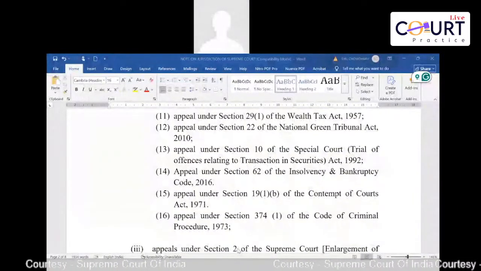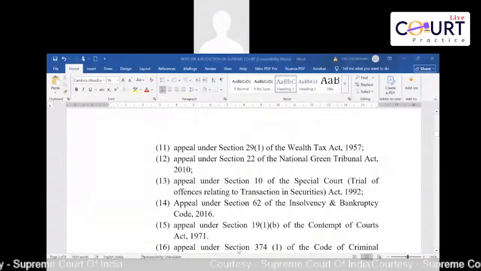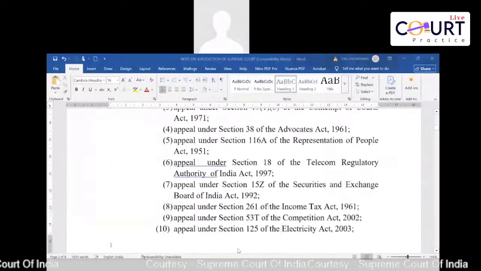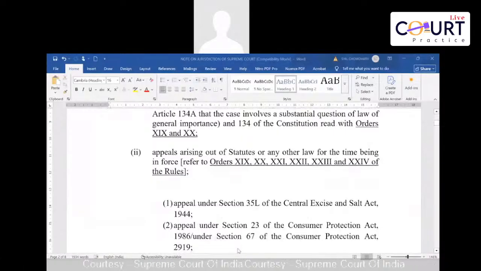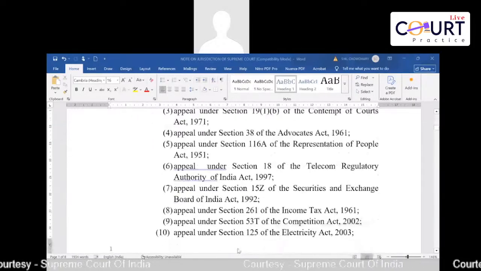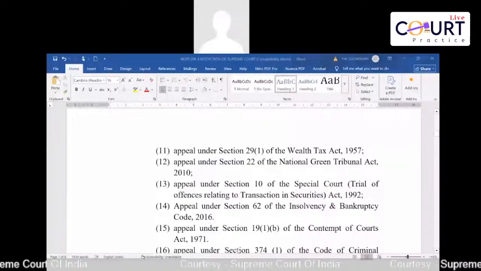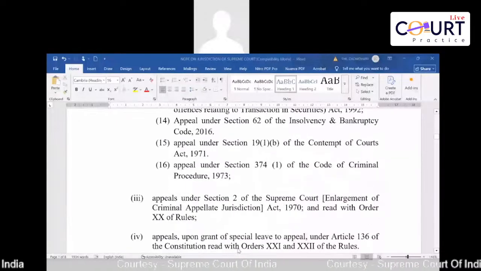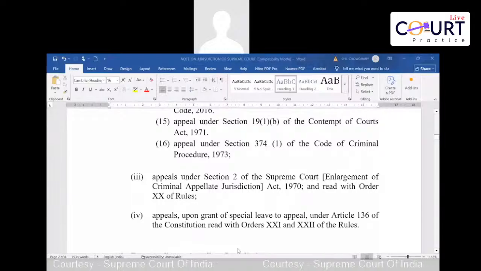So we have illustrated about 16 statutory appeals which can be filed before the Supreme Court, and the corresponding orders are from Order 19 to Order 24 of the Supreme Court Rules. Now, there is a third category of the appellate jurisdiction, that is appeal under Section 2 of the Supreme Court Enlargement of Criminal Appellate Jurisdiction Act 1970, read with Order 20 of the Rules.